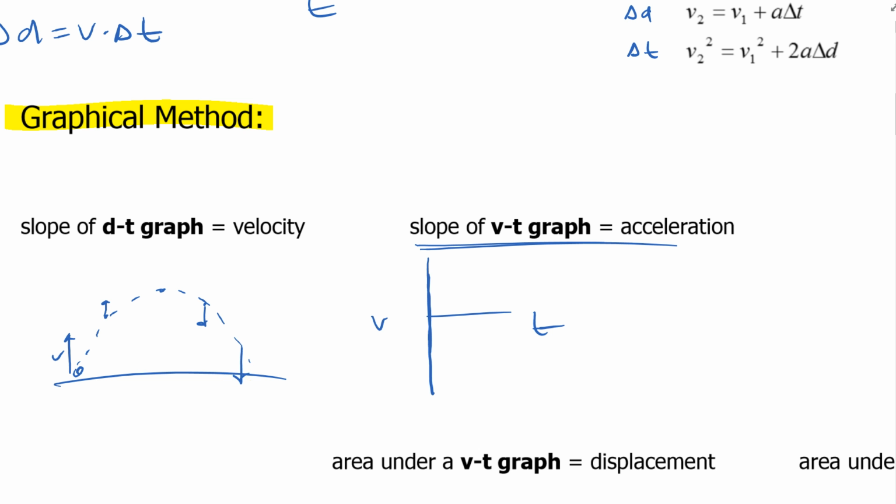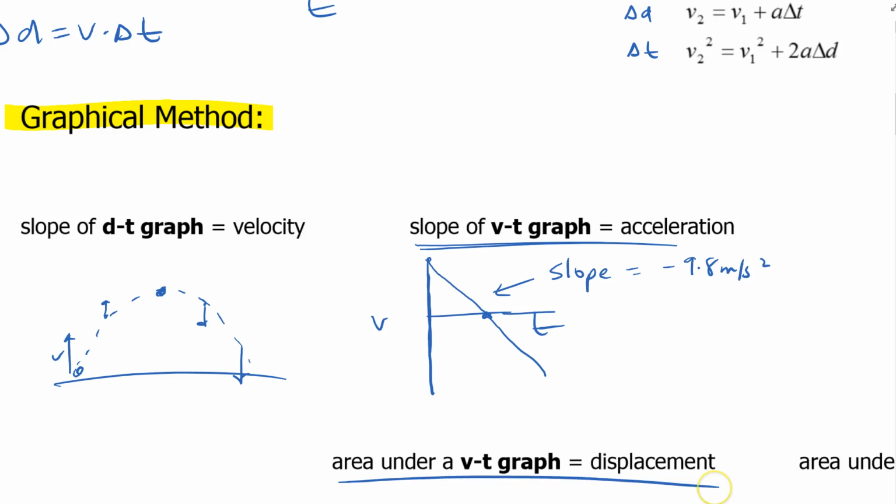So if I was to make a VT graph of this, it actually starts up here because it starts with a very large positive velocity. This would be the highest point, right? So this spot here corresponds to this spot here, and then it would come down. The slope of this line would be the acceleration. So the slope, if we're doing this close to the Earth, would be equal to negative 9.8 meters per second squared. And remember about the area under the line being displacement.